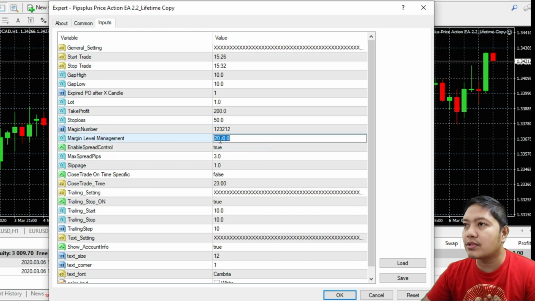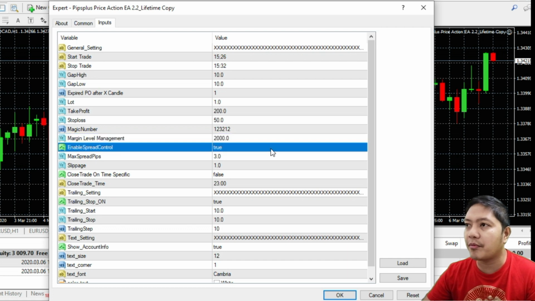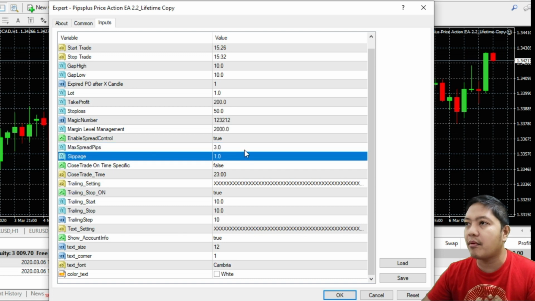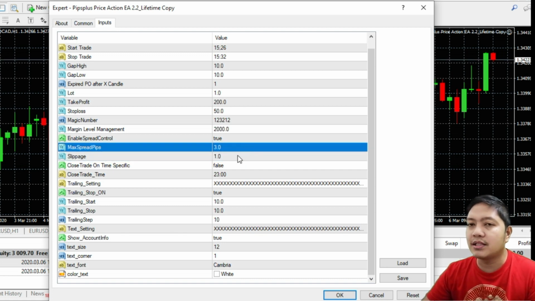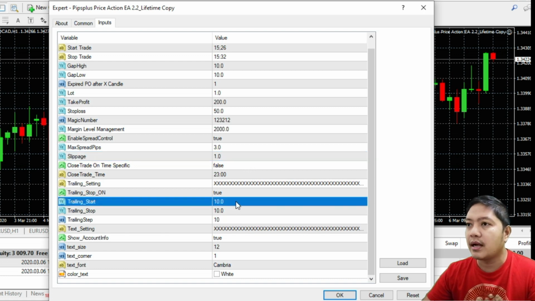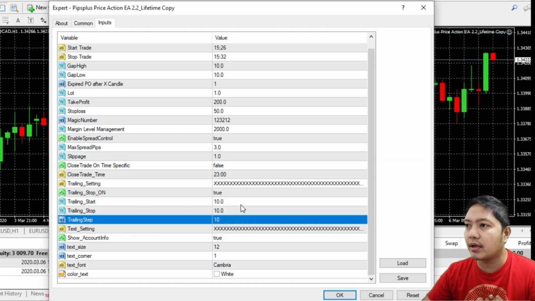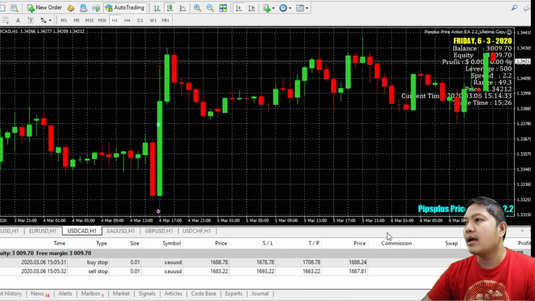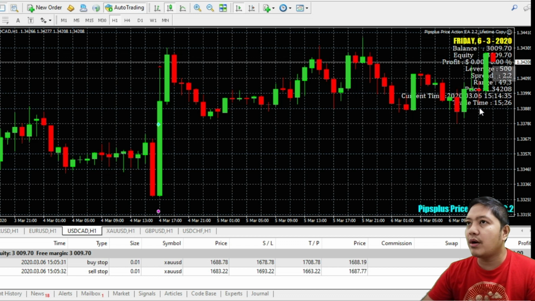For the 2000 level, I will change to this, it is okay for me. A 2000 margin level management saves my account, so I won't trade anymore. Max spread 3, since this is big news, 3 pips is good enough, and slippage I can even put lower than this, right? And then trailing, after 10 pips is okay for me. I will stop at 10 maybe, and the trailing step will be 10 as well. All right, I will click okay, and now it's already set.